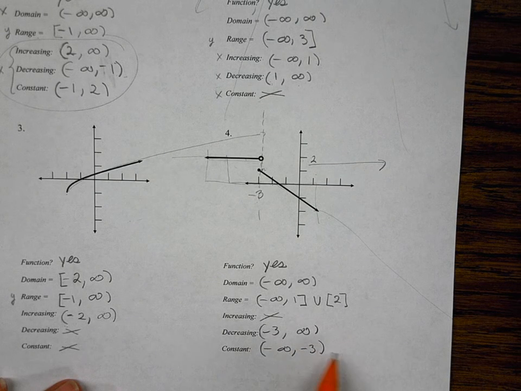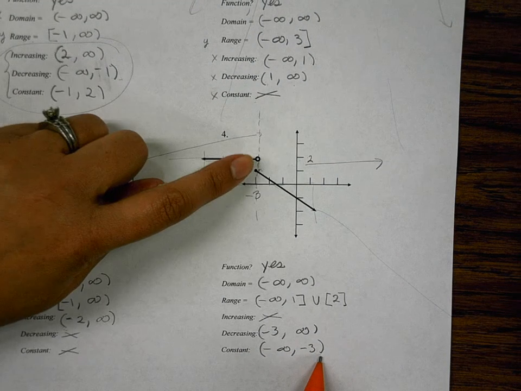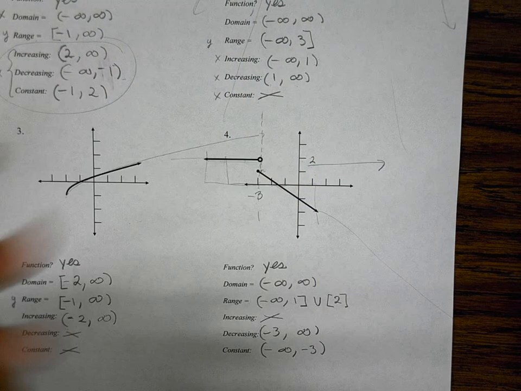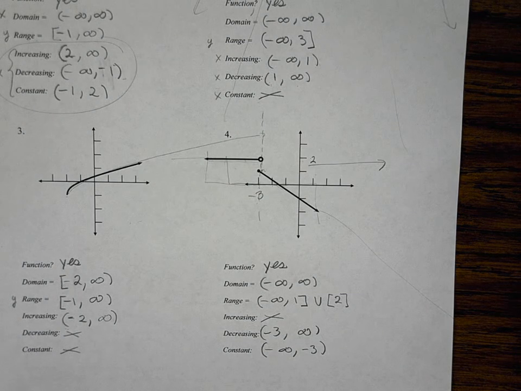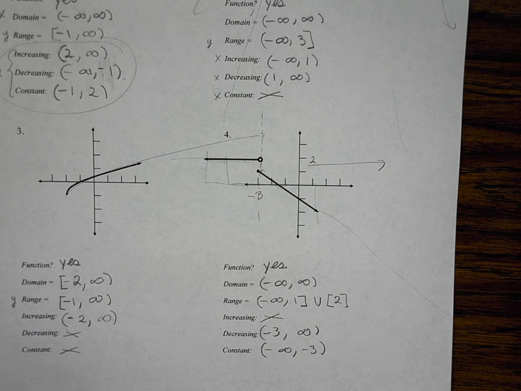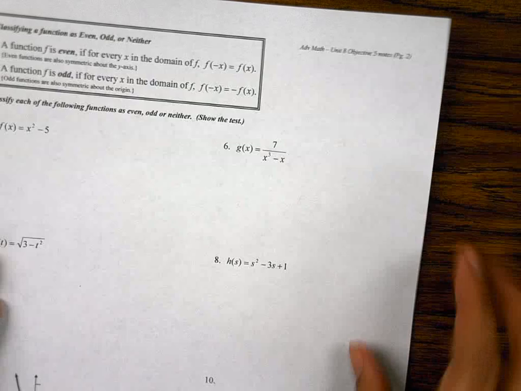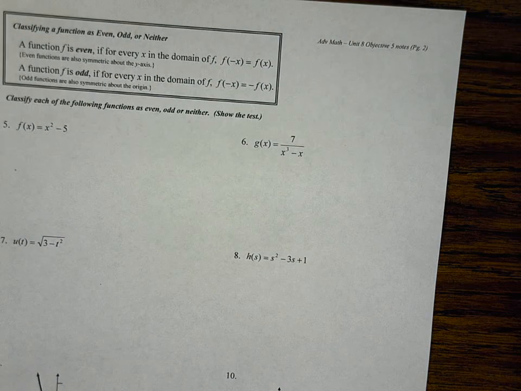If you are using brackets, you cannot use brackets there. It would have to be parentheses there. You don't have a choice on this one because this one there is an open circle. If you're not using brackets, don't worry about it. Okay, let's flip on over to the back side.